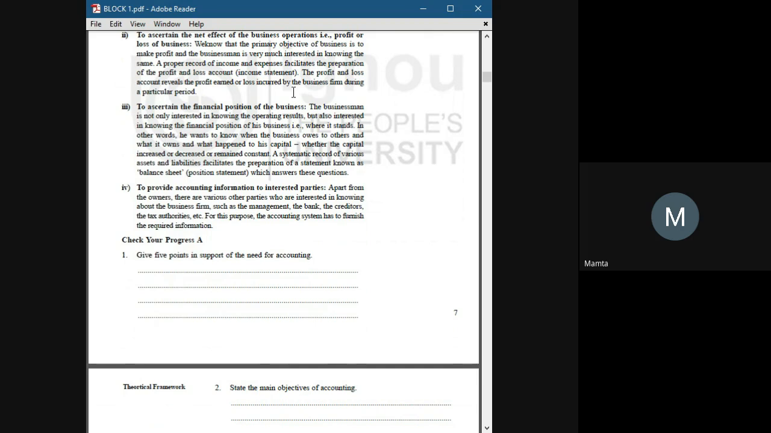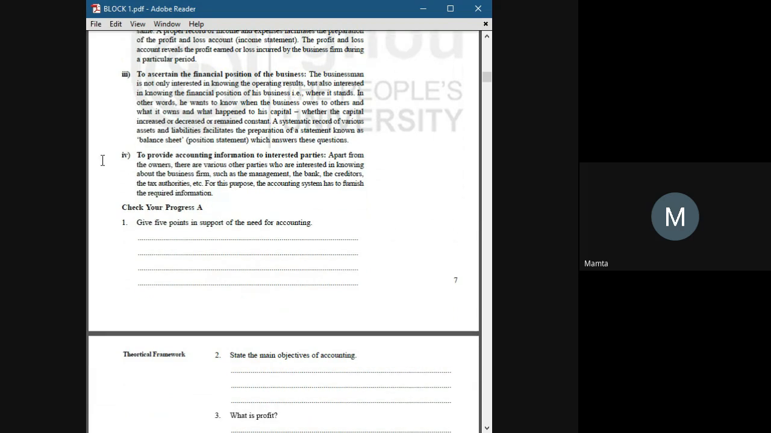So we have our competitors too, our rivals too. So we should know about the position where we stand in the market of clothes. So to ascertain our financial position in the market, we do accounting, to provide accounting information to the interested parties, just like our investors, our public, our government, our manager. So these persons are interested in our accounts.